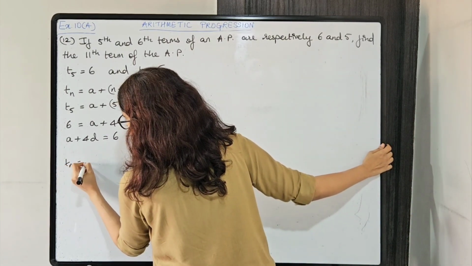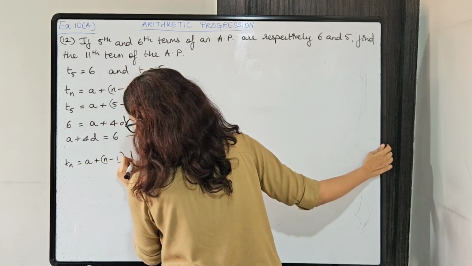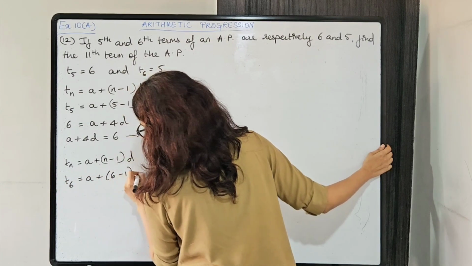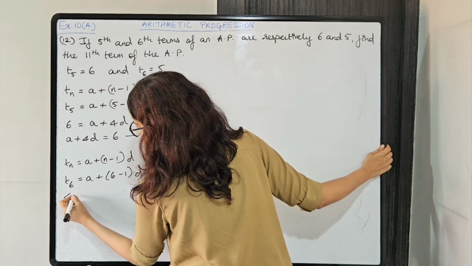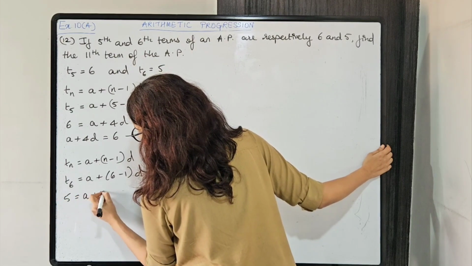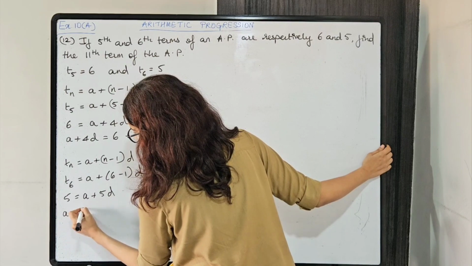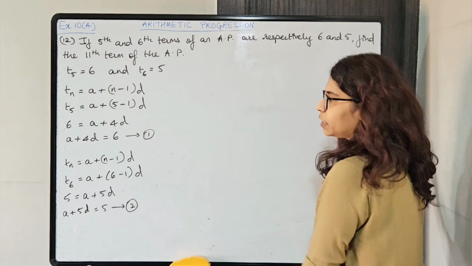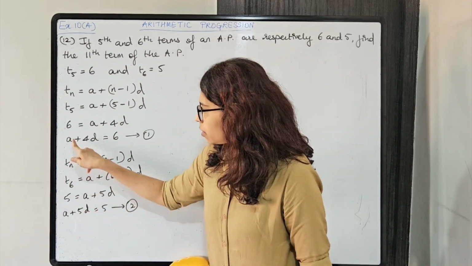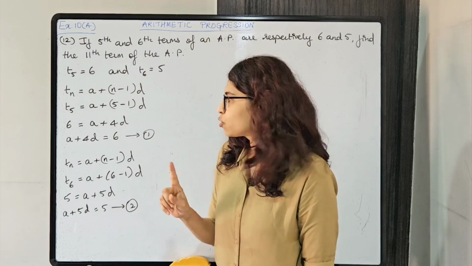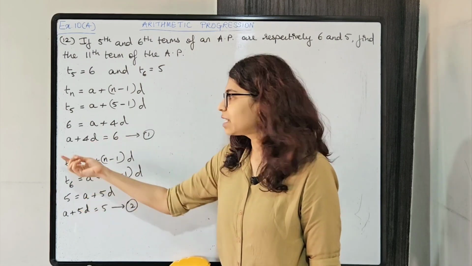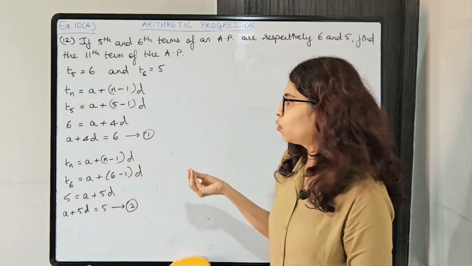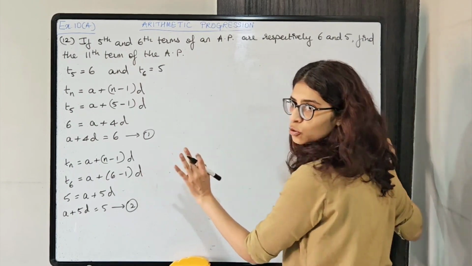So Tn is equal to a plus (n minus 1)d. Therefore T6 is equal to a plus (6 minus 1)d. T6 is 5, so 5 is equal to a plus 5d. Switch the sides, a plus 5d is equal to 5. Mark this as 2. Let's solve. The coefficient of a in both is 1. Okay, so all I need to do is subtract because the signs are the same for a. So subtracting, a will cancel and I'll get the value of d. All right, so I'll subtract 1 from 2.